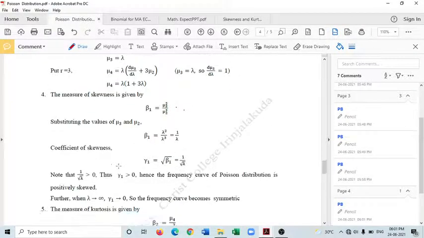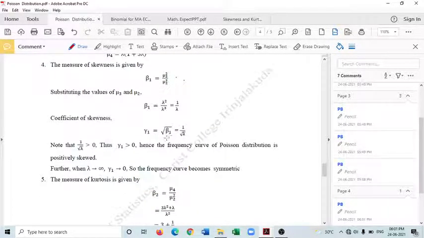So the coefficient of skewness is given by gamma 1, which is root beta 1, that is equal to 1 by root lambda. So we know that this value of gamma 1, the coefficient of skewness, is 1 by root lambda. It's always positive. It cannot be negative at any moment because lambda is by definition taken as positive. And even if we consider only the positive root of lambda, nothing makes it negative. So gamma 1 is greater than 0 always, as the frequency curve of Poisson distribution is positively skewed.